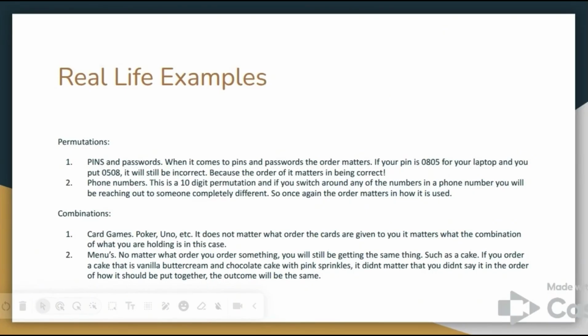The example I have here is a cake. If you order vanilla buttercream with a chocolate cake and pink sprinkles, it doesn't matter that you didn't say it in the order the cake's going to be put together. Of course, they're going to do the cake first, then the icing, then the sprinkles. You're telling them what you want, and it's going to be put together in the same way that it's supposed to be.